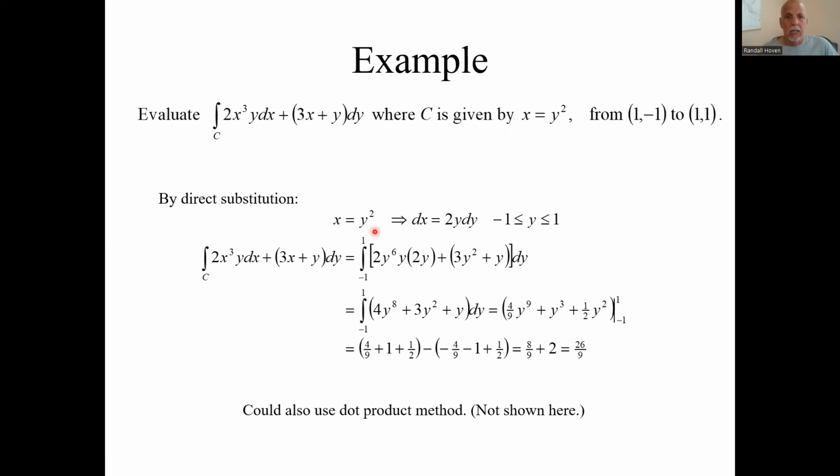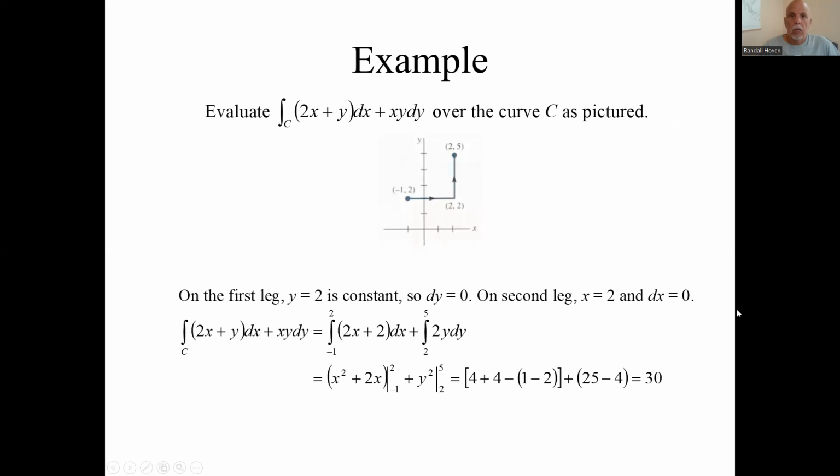So let's see. By direct substitution, x equals y squared, which means dx equals 2y dy. Y goes from -1 to 1. You only need the y coordinates of the points. So everywhere there was an x, we replace it with y squared. Every place there's a dx, we replace it with 2y dy. All the y stuff stays the same. And with direct substitution, here's what you get. It simplifies a little bit. And at this point, it's a normal integral. I'll save this for next time.